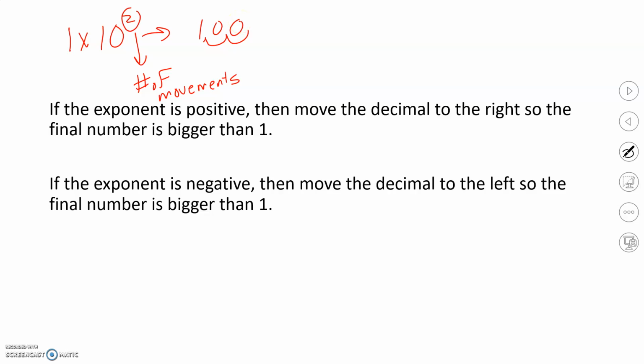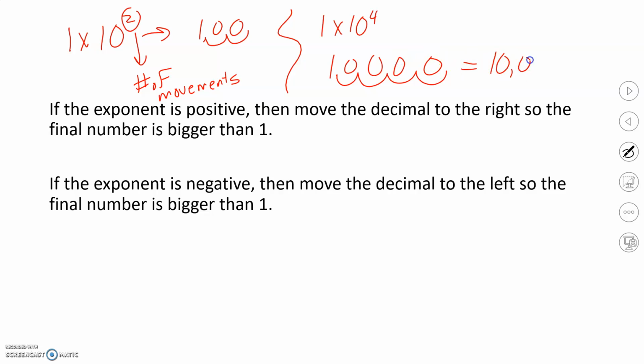Our number is 100. If I had 1 times 10 to the 4th, then it would be 1, and there's my decimal point. So 1, 2, 3, 4. And I would just fill in all of my zeros. So my answer would be 10,000. You don't have to put in a decimal point at the end.